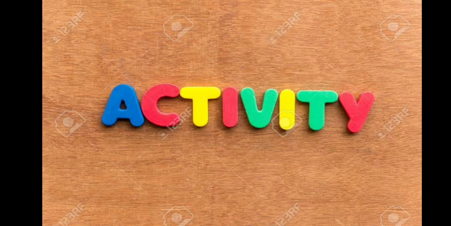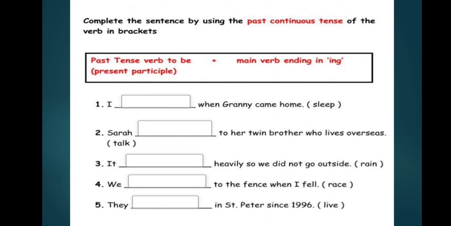Now students, it's time to do an activity. You have to do this activity in your rough copy. In this activity, you have to complete the sentence by using the past continuous tense of the verb in brackets. First, I dash when Granny came home. Second, Sarah dashed to her twin brother who lives overseas. Third, it dashed heavily so we did not go outside. Fourth, we dashed to the fence when I fell. 5. They dashed in St. Peter since 1996.